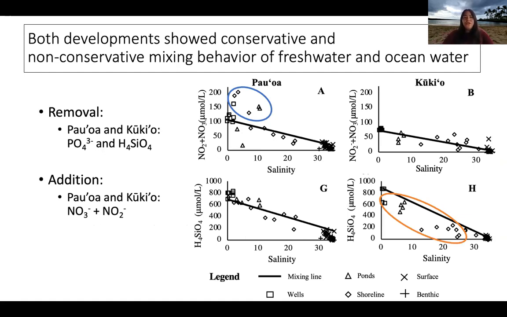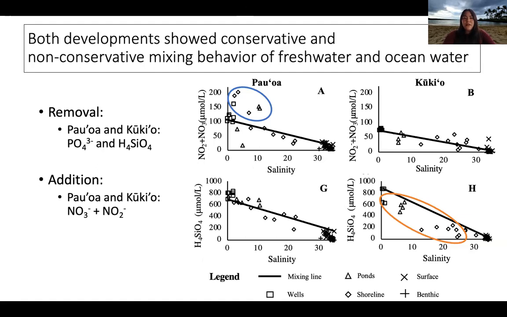So to analyze the nutrient behavior, we created mixing plots. This is looking at salinity and nutrients and connecting the freshwater samples to the saltwater samples. Pauoa here on these figures is on the left, Kukio is on the right, and we have salinity on the x-axis and the nutrient of interest on the y-axis. So we have nitrate and silica in micromoles per liter.